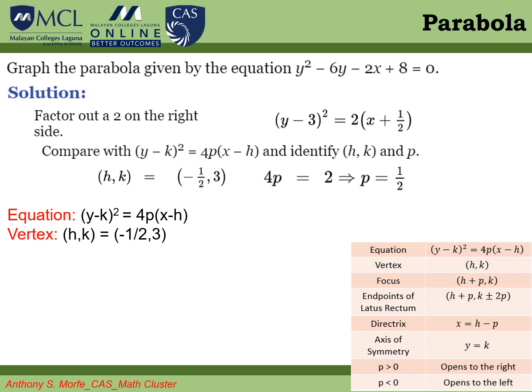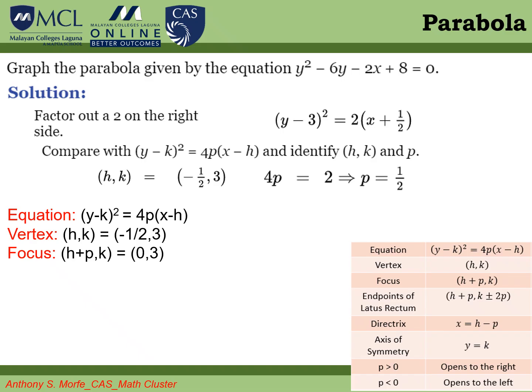So vertex. What is the vertex? The vertex here is (h, k). And then what is the focus? The focus here is (h plus p, k). That's why we solved for p, class, because we need to use that when we find the focus. So h is negative 1/2, and p is positive 1/2. So negative 1/2 plus 1/2 is 0. Then k is equal to 3. So same as this, they're just the same.